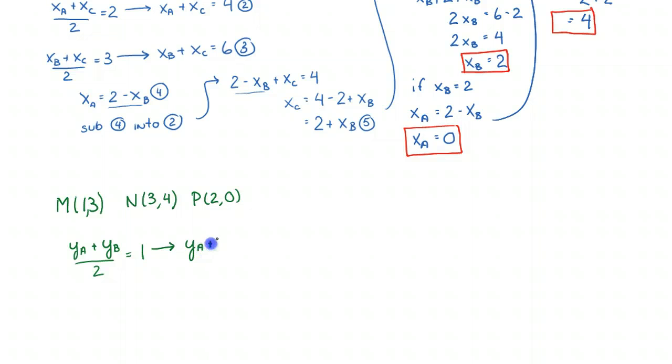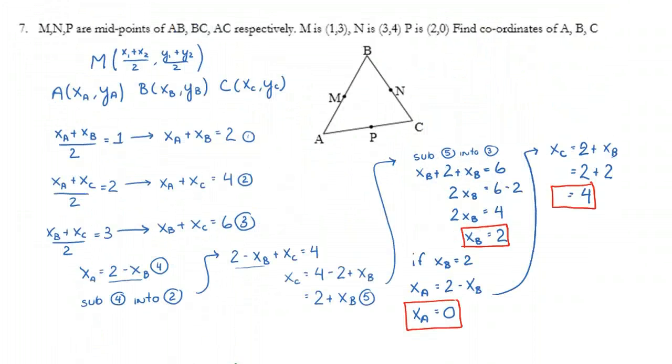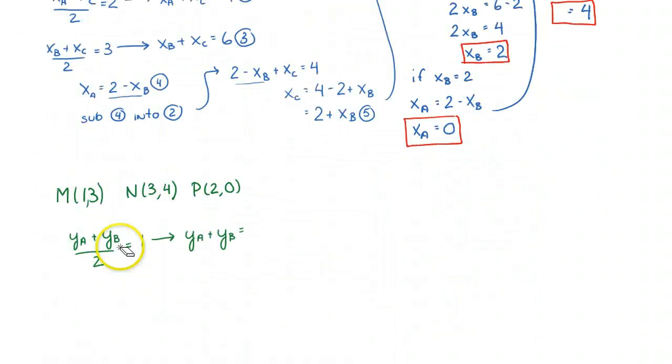Ya plus yb is equal to, actually, I think I've made a mistake here. Let's scroll back up. Oh, m is 3. So let's come back down here. So that shouldn't be 1, that should be 3. Ya plus yb is 6.